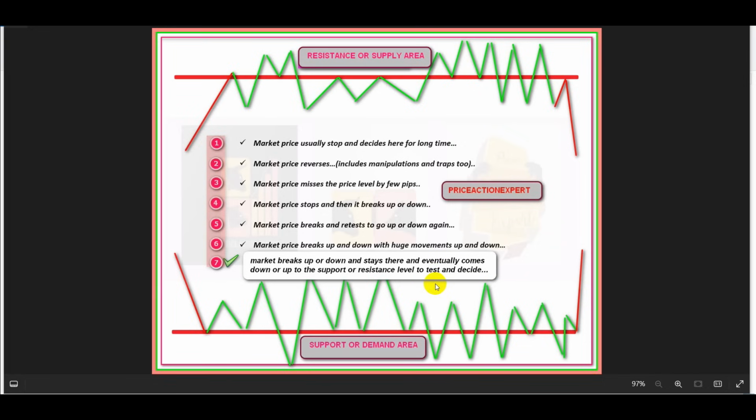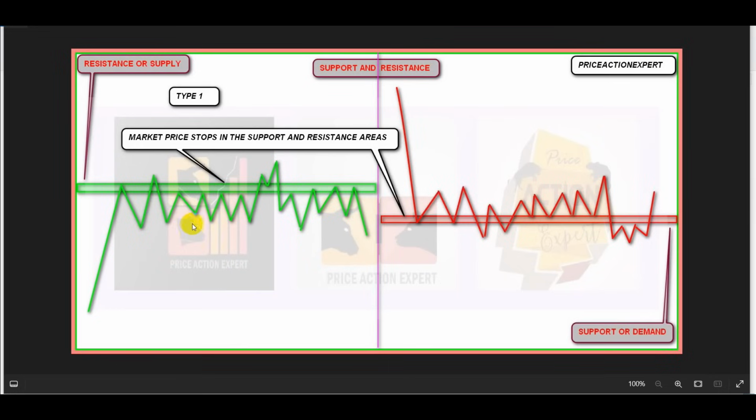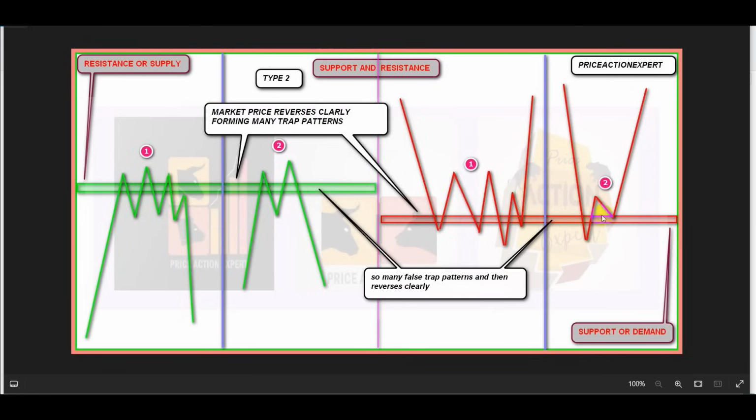These are the 7 key characters which I have explained in my previous video. You can pause the video and read this. The price stops in the support and resistance area. You can see here it stops and then it decides. The second one is it reverses clearly. If it is in a buy trend, when it reaches resistance, it drops. When it reaches support, it goes up.